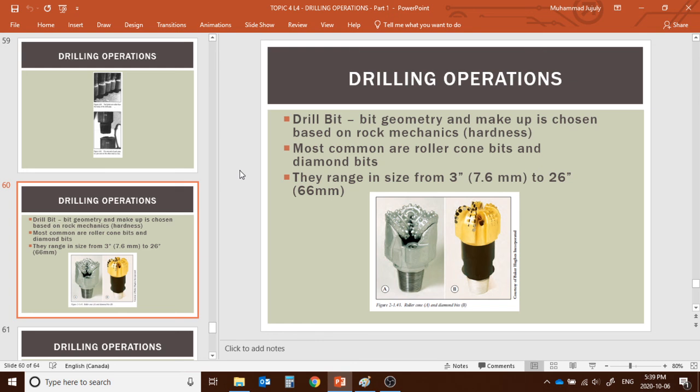The drill bit's geometry and makeup are chosen based on the rock mechanics. If the rock is hard, we use a different type of drill bit; if it's soft rock, we use another type. Here are the two major types of drill bits: one is the roller cone, and the other is the diamond bit. The diamond bit has small cutting diamonds in it, so it can cut through hard material.